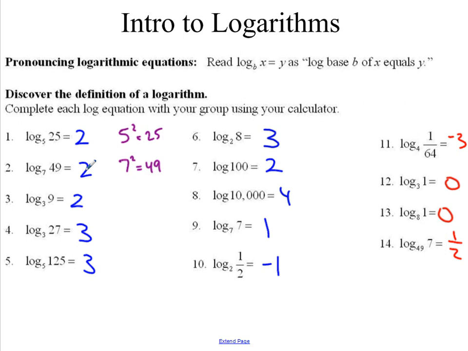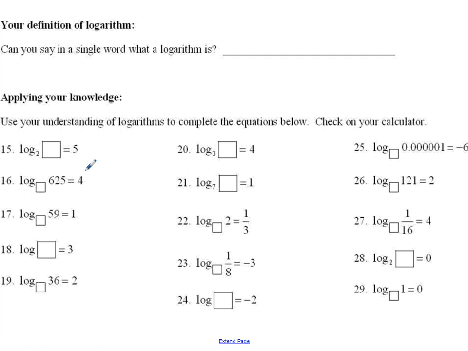All right, so hopefully you came to the conclusion that in each one of these cases, the log in a single word is the exponent, okay? In a single word, what is a log? It's an exponent. You might say, well, that's 2 words, and you'd just be being a smart aleck about that. It's an exponent, okay?